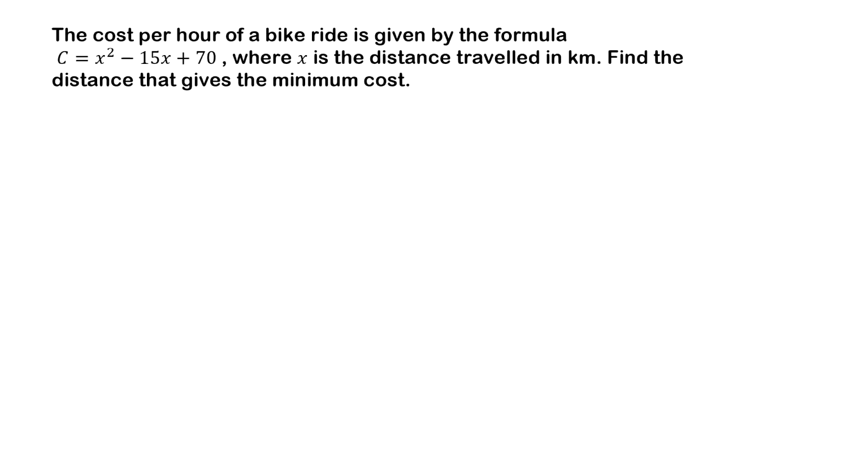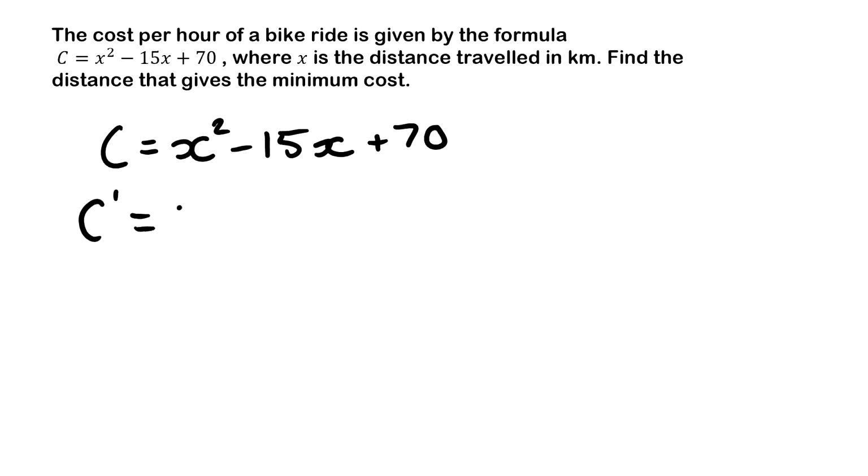The cost per hour of a bike ride is given by the formula where X is the distance traveled. Find the distance that gives the minimum cost. So we use the same thing that we always do with these type of questions. We write out the formula first. Now, because we're trying to find minimum costs or a maximum, in this case minimum, we will differentiate it.